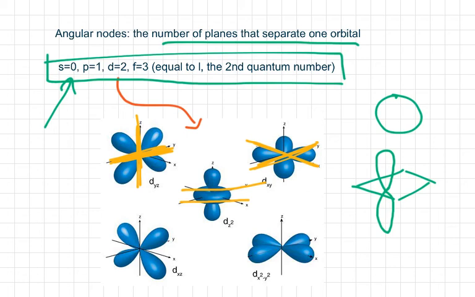And for this, oh, that's a little bit harder. It's like here and here. For this, it's just here and here. So notice how for all the d orbitals, you could separate them using just two planes.